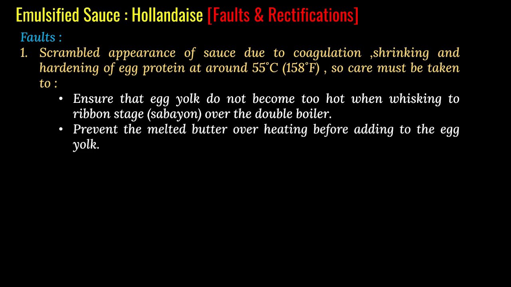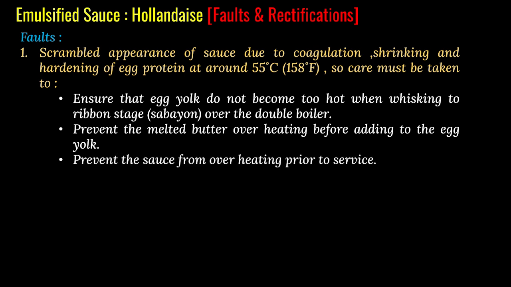Prevent the melted butter from overheating before adding to the egg yolk. It may also get curdled if you add too hot melted or clarified butter to the egg yolk mixture. Because of the heat, the egg yolk will get coagulated then and there. So naturally, there will not be any emulsification happening. Prevent the sauce from overheating prior to service. Once the sauce is made, never overheat it prior to service. Put it on a double boiler because sometimes the sauce will be heated very mildly and you add it on the product you are going to serve.